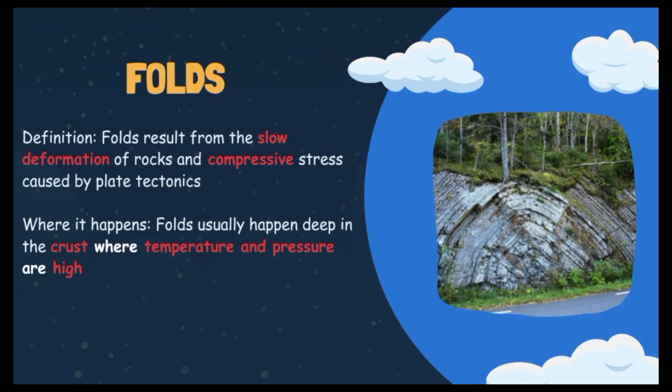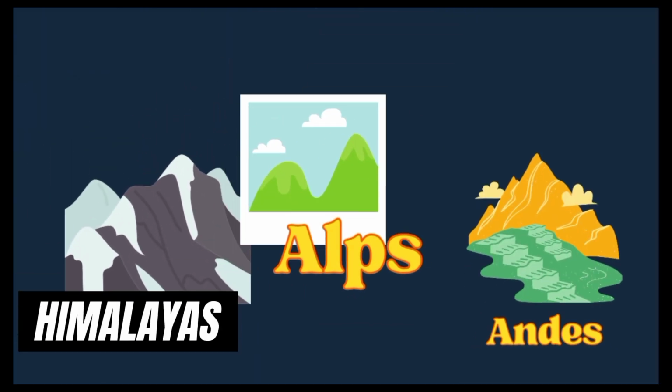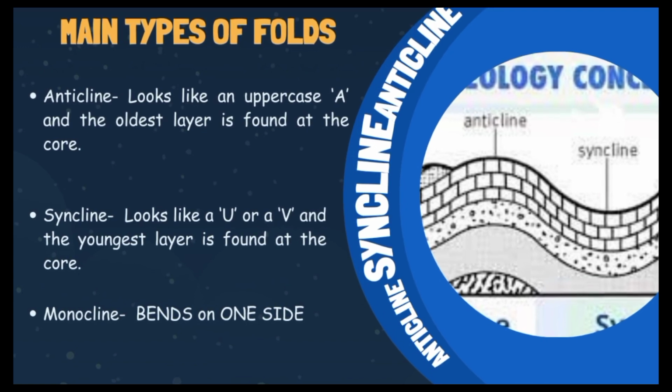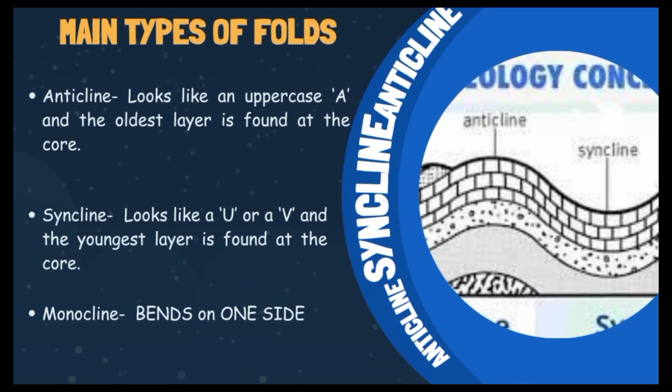For folds to happen, there must be high temperature and pressure. The rock layers need to be ductile, not brittle. The Himalayas, Alps, and Andes are a result of ductile formation. There are three main types of folds: anticline, syncline, and monocline.